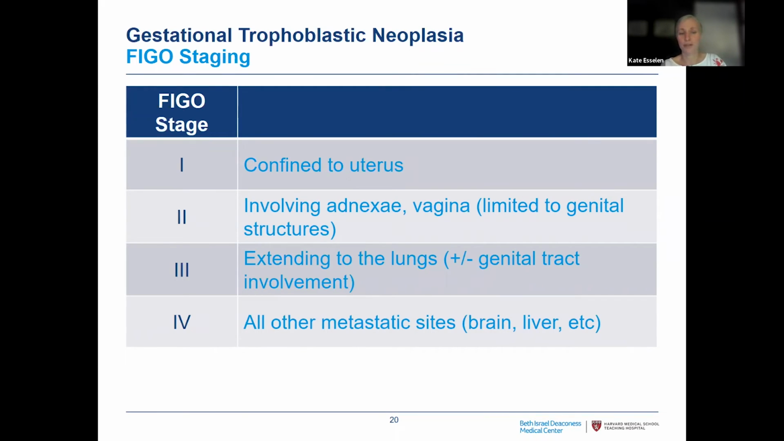The staging is actually one of the simplest and cleanest of our staging systems in GYN cancer. Stage 1 is simple: it's just confined to the uterus. Stage 2, it involves either the adnexa or the vagina. Stage 3 includes lungs, with or without other genital tract involvement. So stage 3 is very simple: it's either in the uterus or any surrounding structure, and then it's up in the lungs. And stage 4 is everything else. So it's a fairly simple staging system, but of course we are never satisfied with simple in GYN oncology.